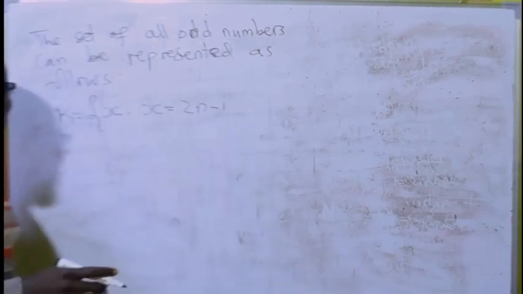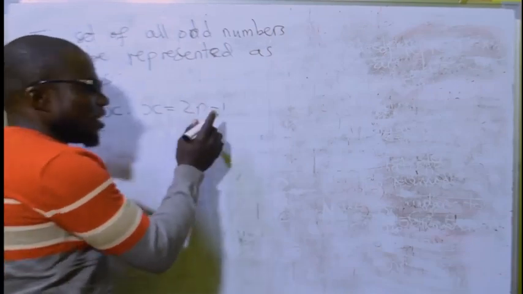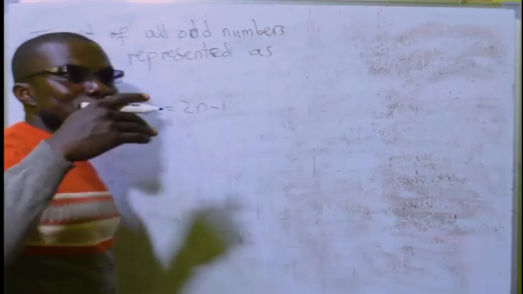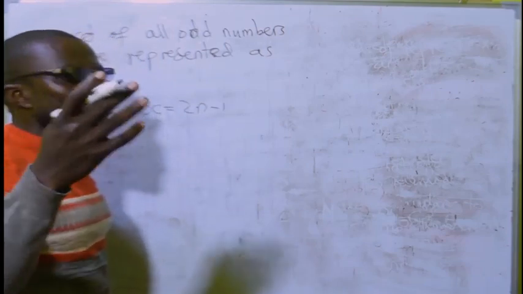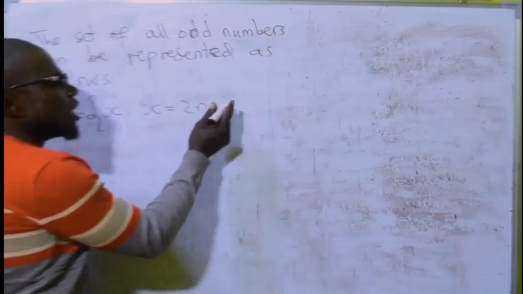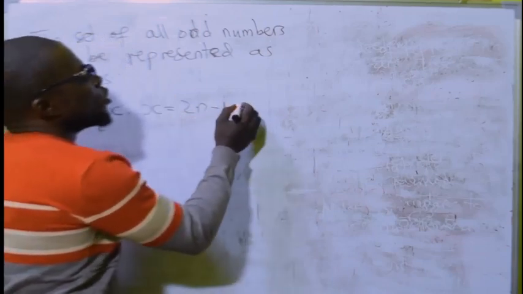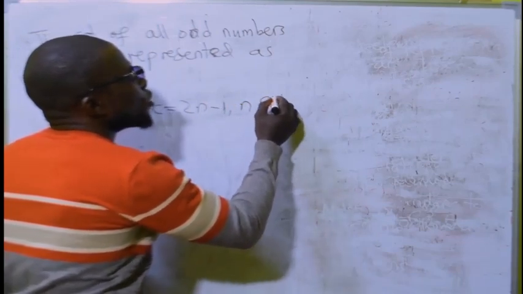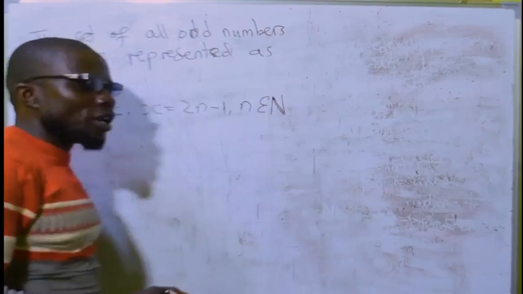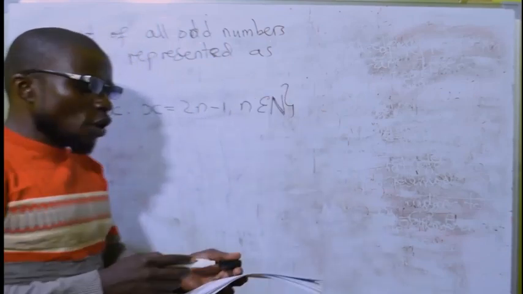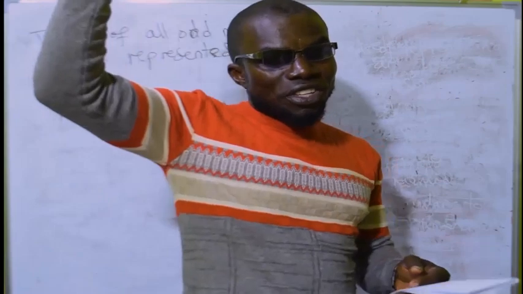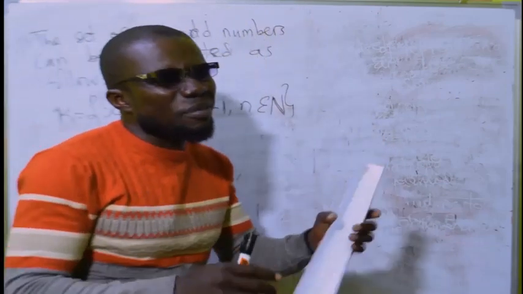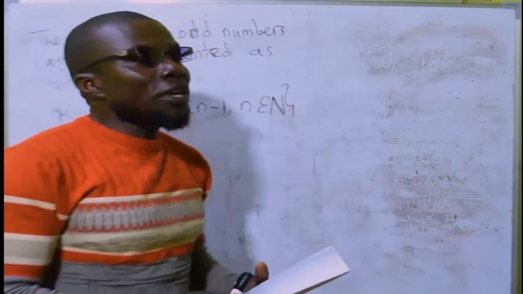So this is the formula of odd numbers. But what is n? That's why we are saying it is the way of representing the elements of a set by using a formula. Now, what is n? You must define what is n, where n is an element of natural numbers. What are these natural numbers? Those positive numbers, something like counting numbers: 1, 2, 3, and so on.